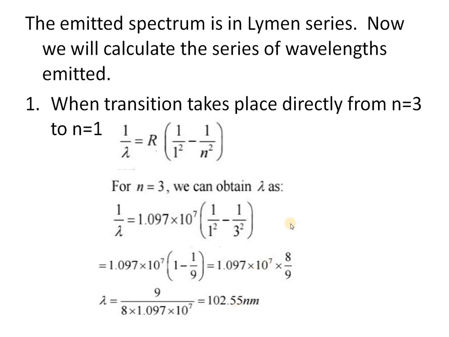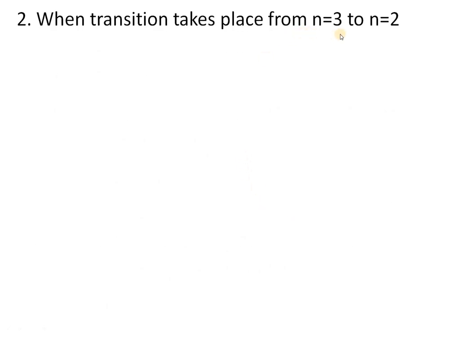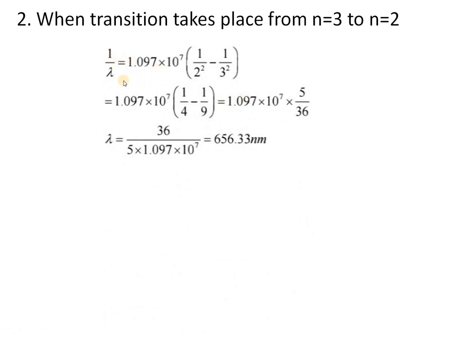Now I will see the second case. If the transition takes place from n is equal to 3 to n is equal to 2, then we can use the same formula, but here n1 is equal to 2, n2 is equal to 3. So in that case, if we make the calculations, we will get lambda equal to 656.33 nanometer.